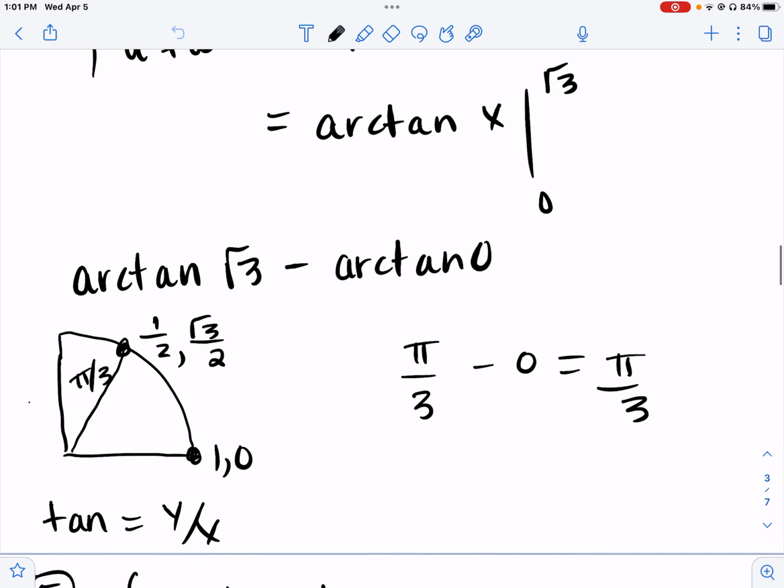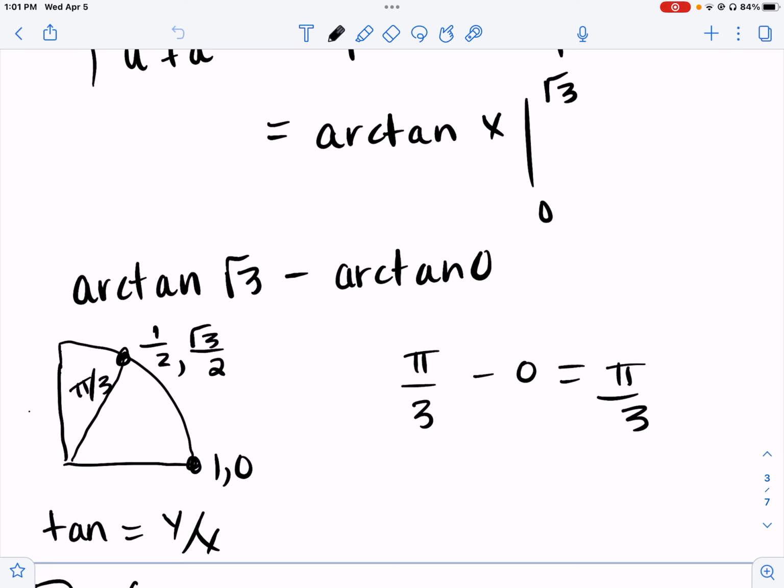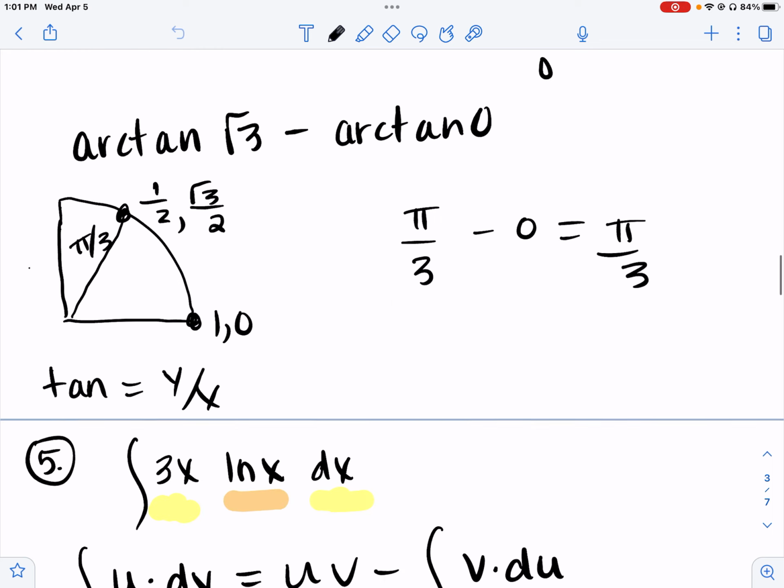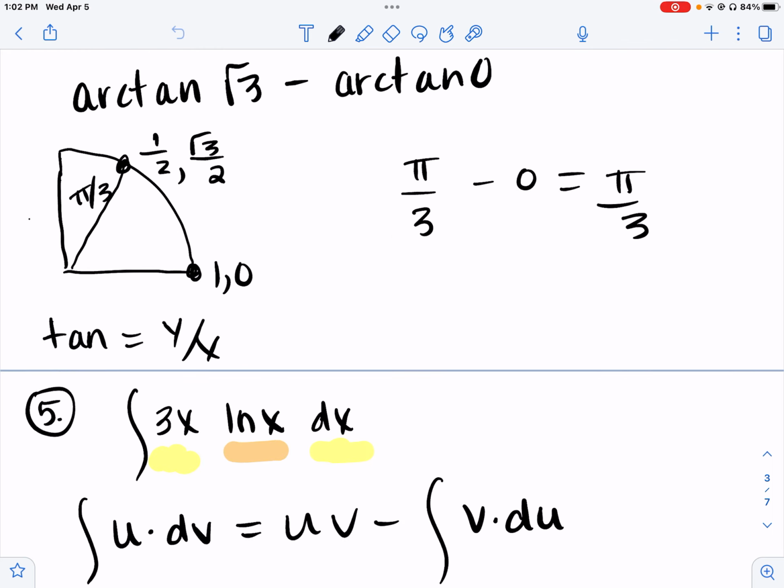We're going to plug in arctan of the square root of 3 minus arctan of 0. The arctan of square root of 3 is pi over 3. The arctan of 0 is 0, so we get pi over 3. Tangent is y over x. So if we had the square root of 3 over 2 divided by 1/2, we would get the square root of 3. So the tangent at pi over 3 is square root of 3.